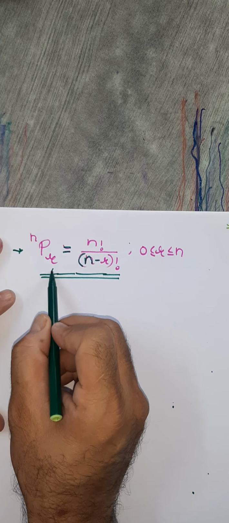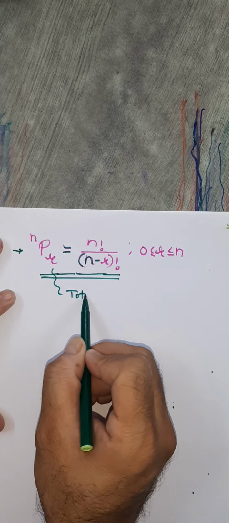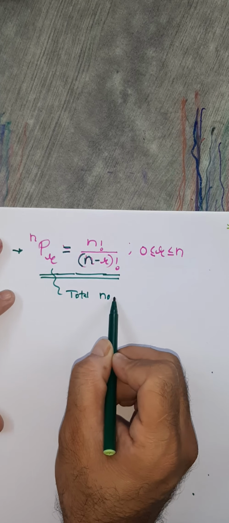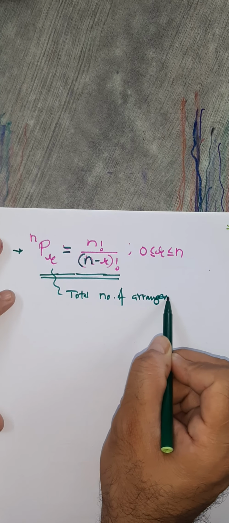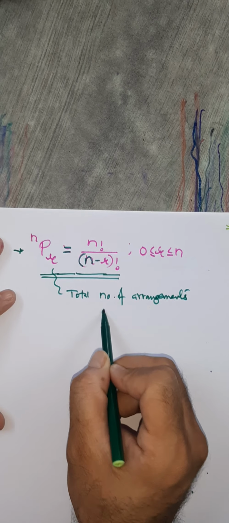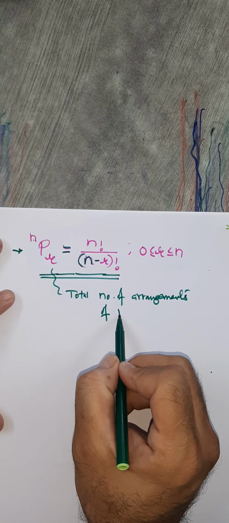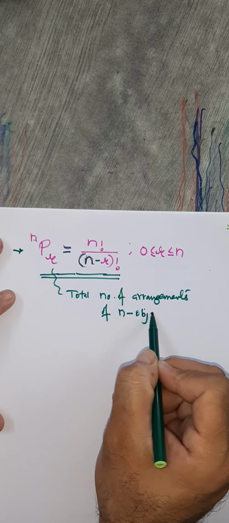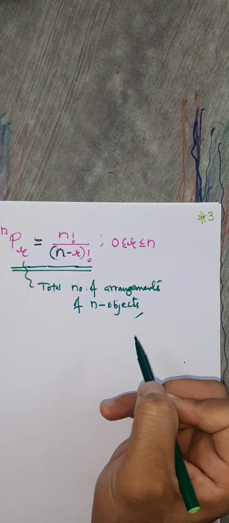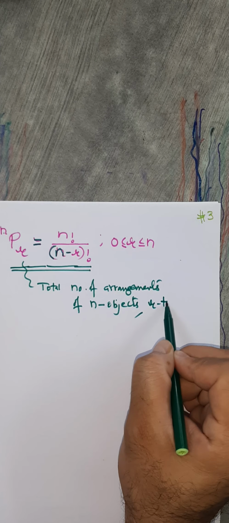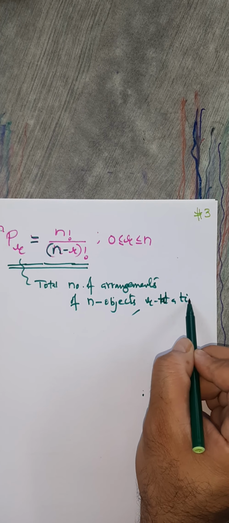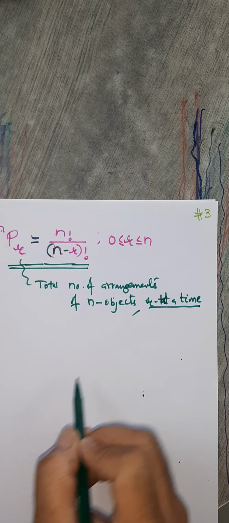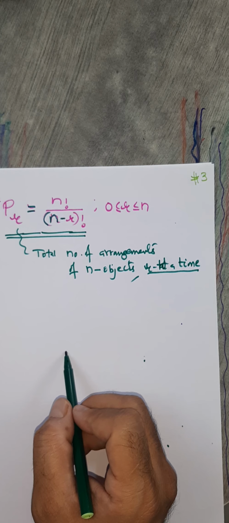What is this nPr? Remember, total number of permutations, total number of arrangements or permutations. Arrangements or permutations of how many objects? n objects. Taking how many at a time? Taking r at a time, remember. r at a time. At a time you are taking r. That means you are filling up r positions.